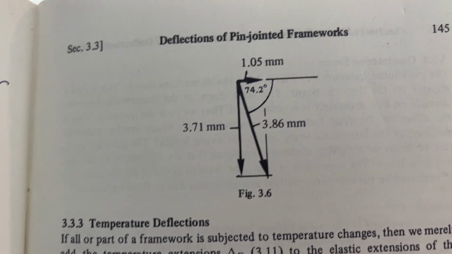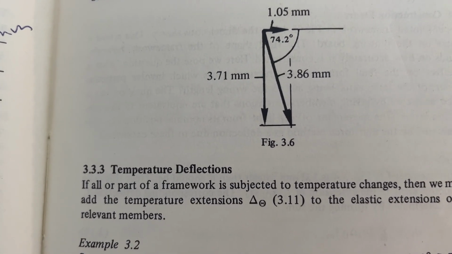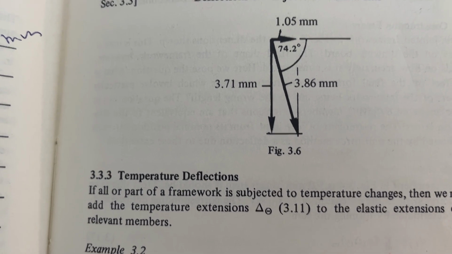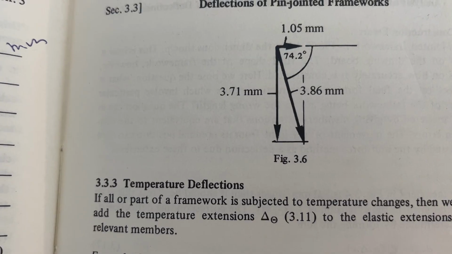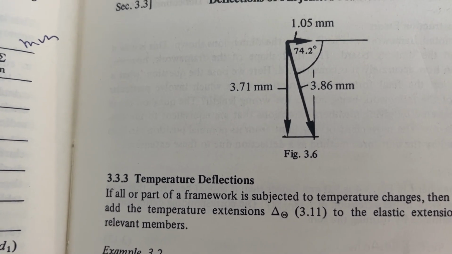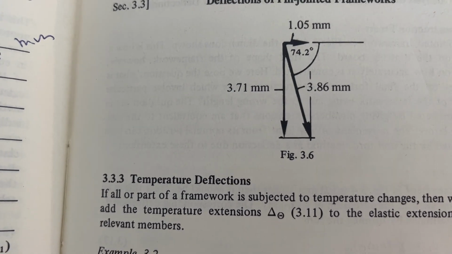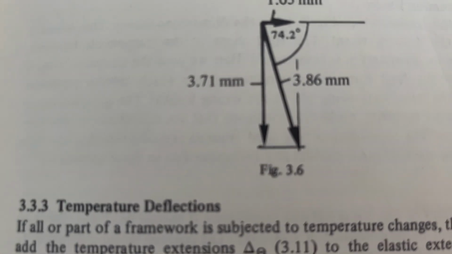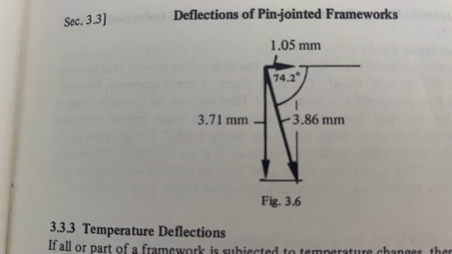Then he's worked out the angle as well. You can work that out, can't you? Because tan alpha equals 1.05 divided by 3.75, and then arctan alpha gives you the smaller angle, and then 90 minus that smaller angle is 74.2. And so the resultant deflection is 3.86 at 74.2 from the horizontal.